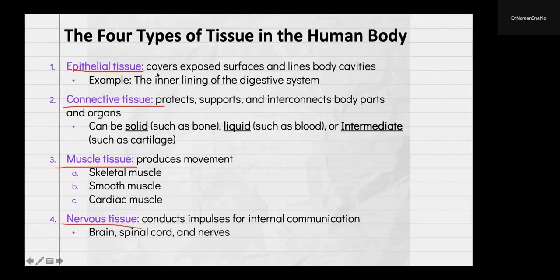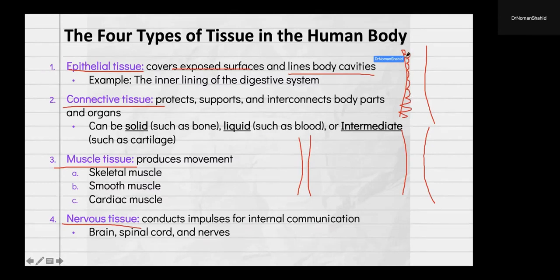So epithelial tissue covers exposed surfaces and lines body cavities. What happens is, for example, you have a respiratory system, or a gastrointestinal system, GI system, or a urinary system with ureters. The internal lining, you see from inside we have a hollow space. This is a tube, right? Inside the tube, the wall will have some cells, and these cells will make the inner lining.